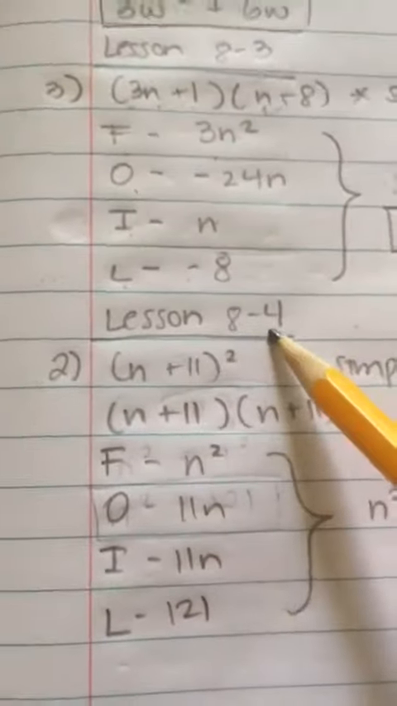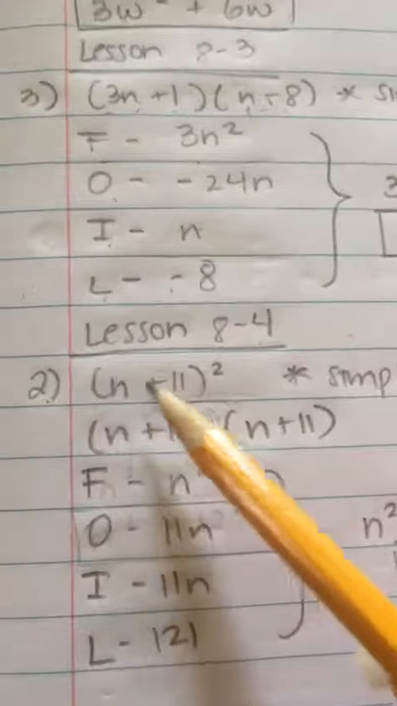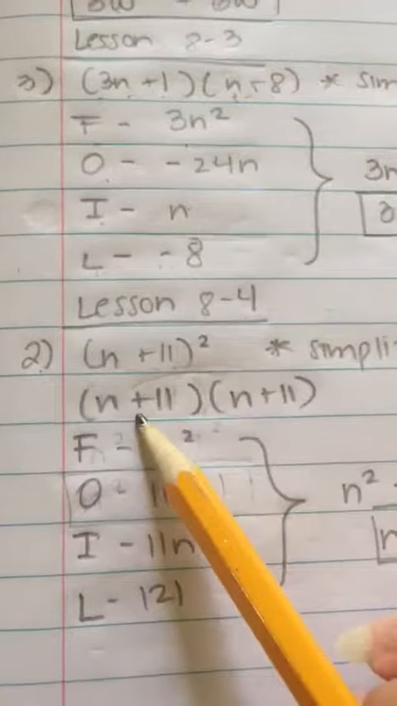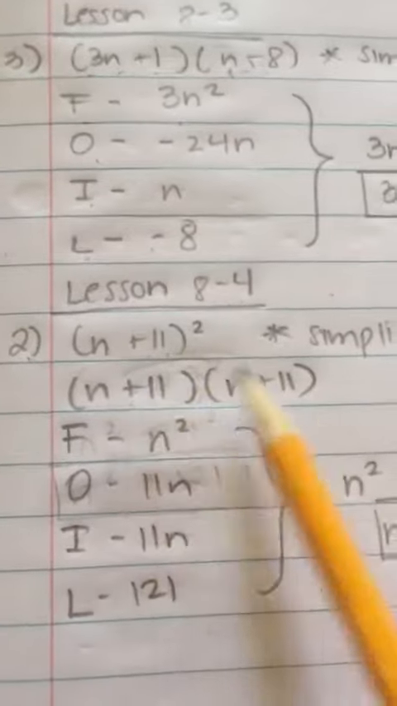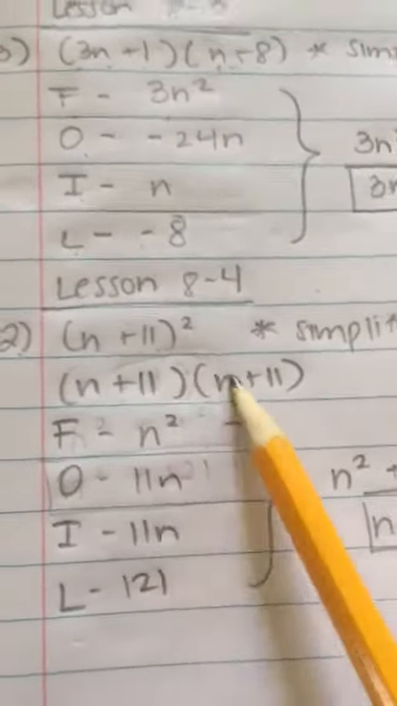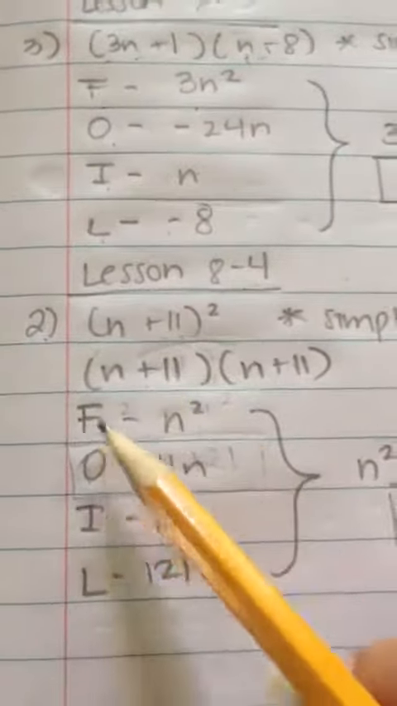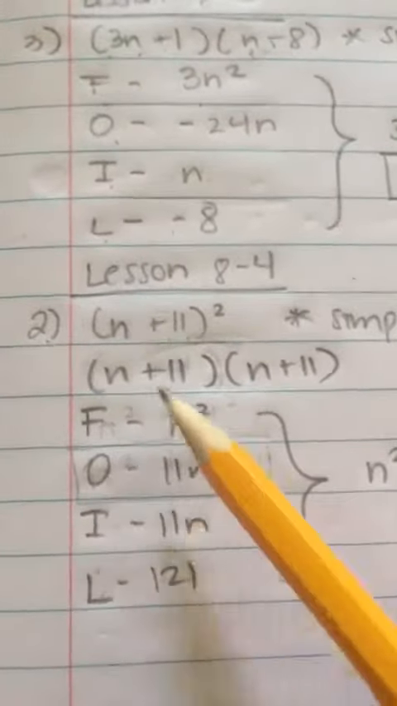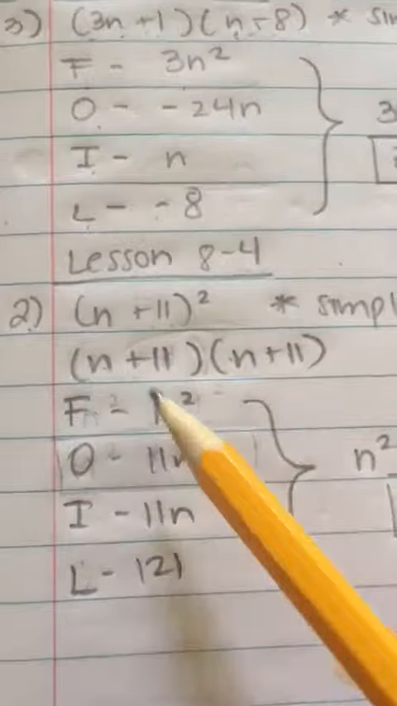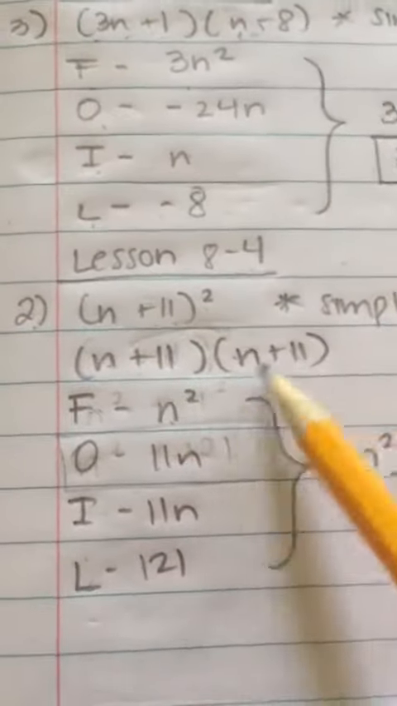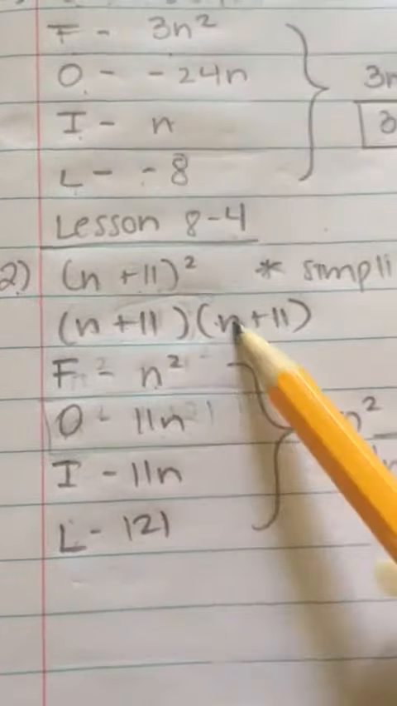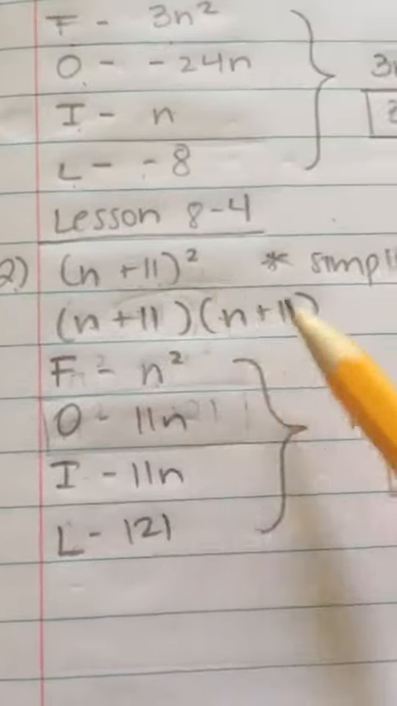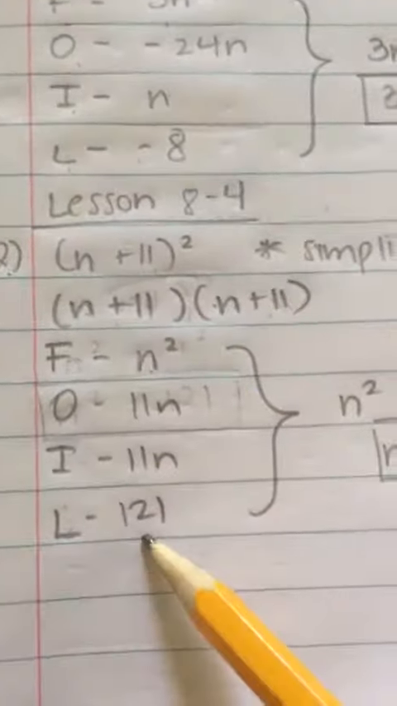For lesson 8-4, I decided to do number 2, which is n plus 11 squared. So again, for this one, I expanded the expression, and I used the FOIL method. So first terms, n times n, that's n squared. Outer terms, n and 11, that's 11n. Inner terms, 11 and n, that's 11n. And the last terms, which is 11 times 11, which is 121.